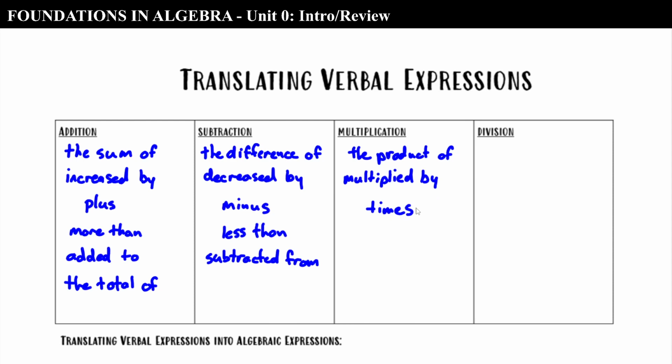And then finally for division, when you divide two numbers, the result is the quotient. So we can say the quotient of, and then divided by, and then the ratio of. Because remember, we talked about how a division problem is a ratio. It's also a fraction. So those are just some of the words to keep in mind.